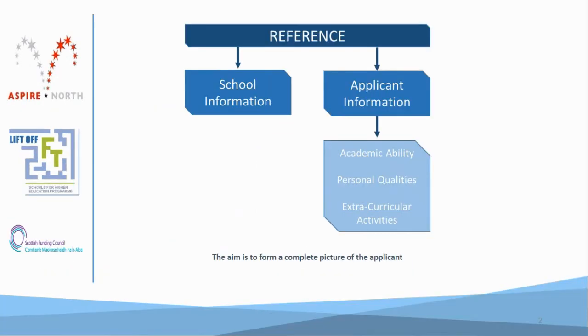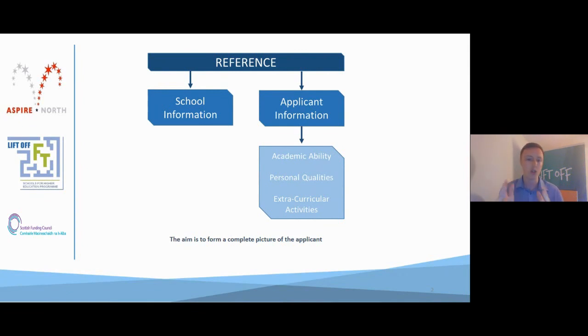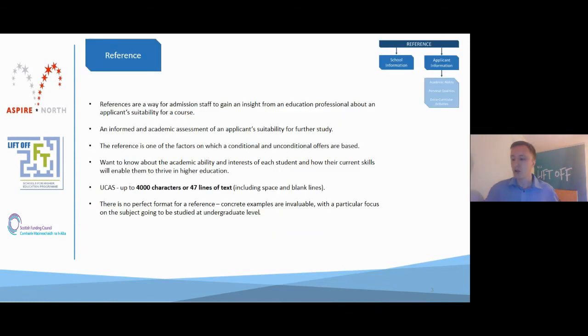So we'll explain the applicant information, and we'll split that into the three sections that you can see below it. And depending on your responsibility as a referee, each of those subsections will differ in importance for you. But at the bottom there, the aim is to form a complete picture of the applicant, regardless of the setting that you work in. So let me start by saying that there's no perfect format for a reference. However, by the end of this presentation, we'll all agree that concrete examples are invaluable, and hopefully you're all frantically nodding away in your office.